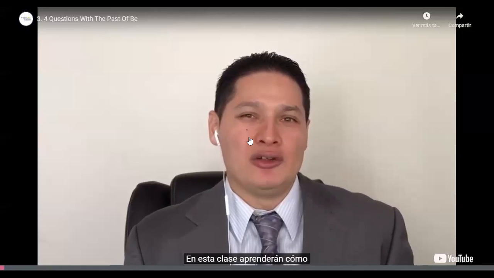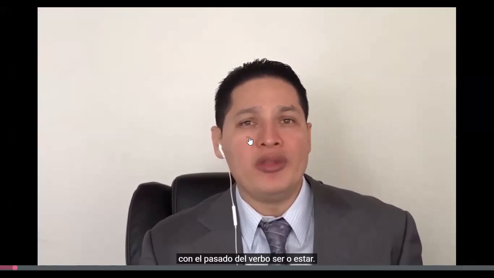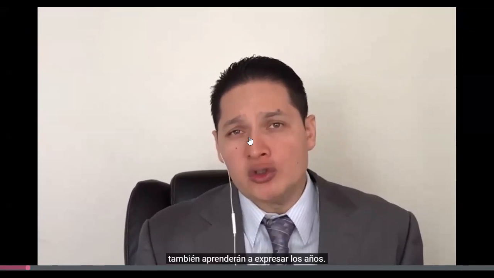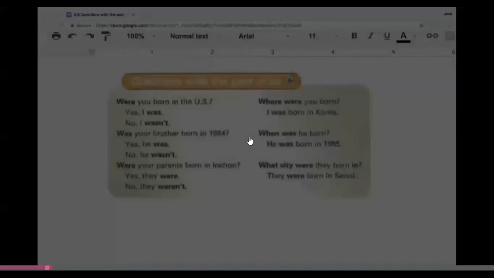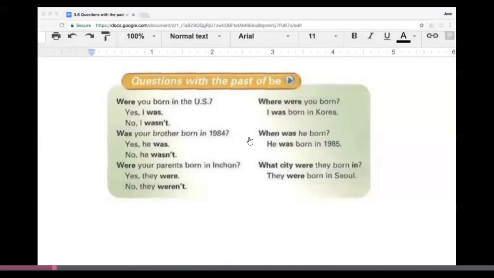Hi everyone. In this class, you'll learn how to ask and answer questions with the past of be. Additionally, you'll also learn how to express years. Let's get started by analyzing the questions that you see on this chart. Questions with the past of be. Were you born in the US? Yes, I was. No, I wasn't. Was your brother born in 1984? Yes, he was. No, he wasn't. Were your parents born in Incheon? Yes, they were. No, they weren't. Where were you born? I was born in Korea. When was he born? He was born in 1985. What city were they born in? They were born in Seoul.